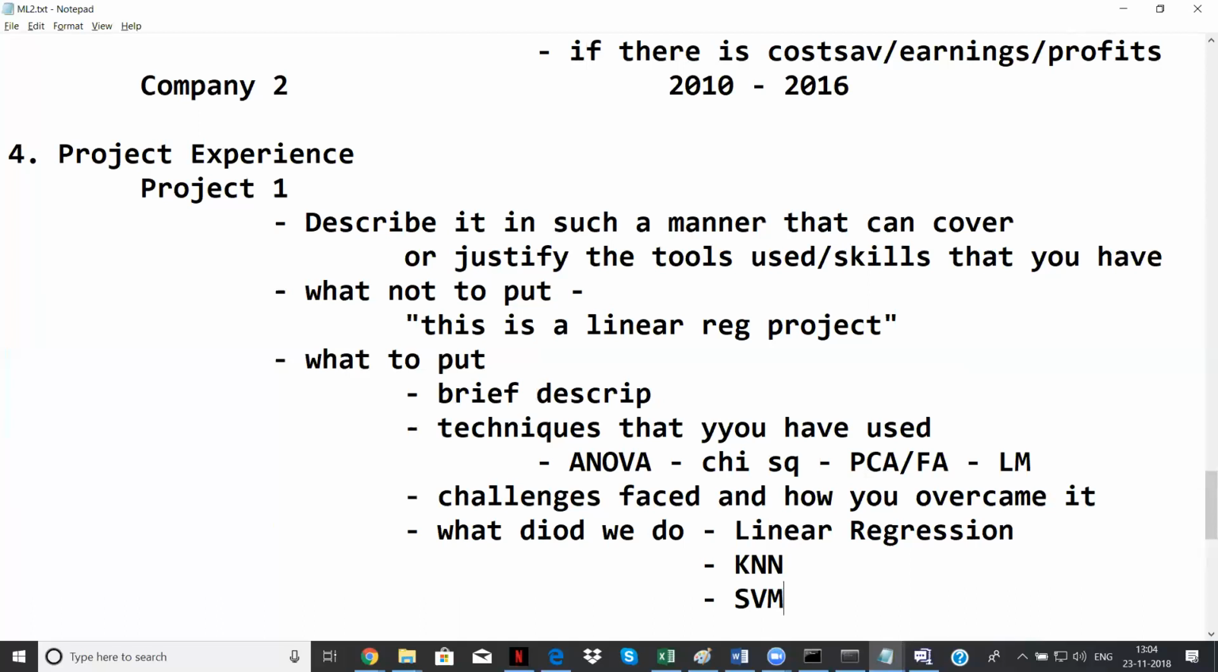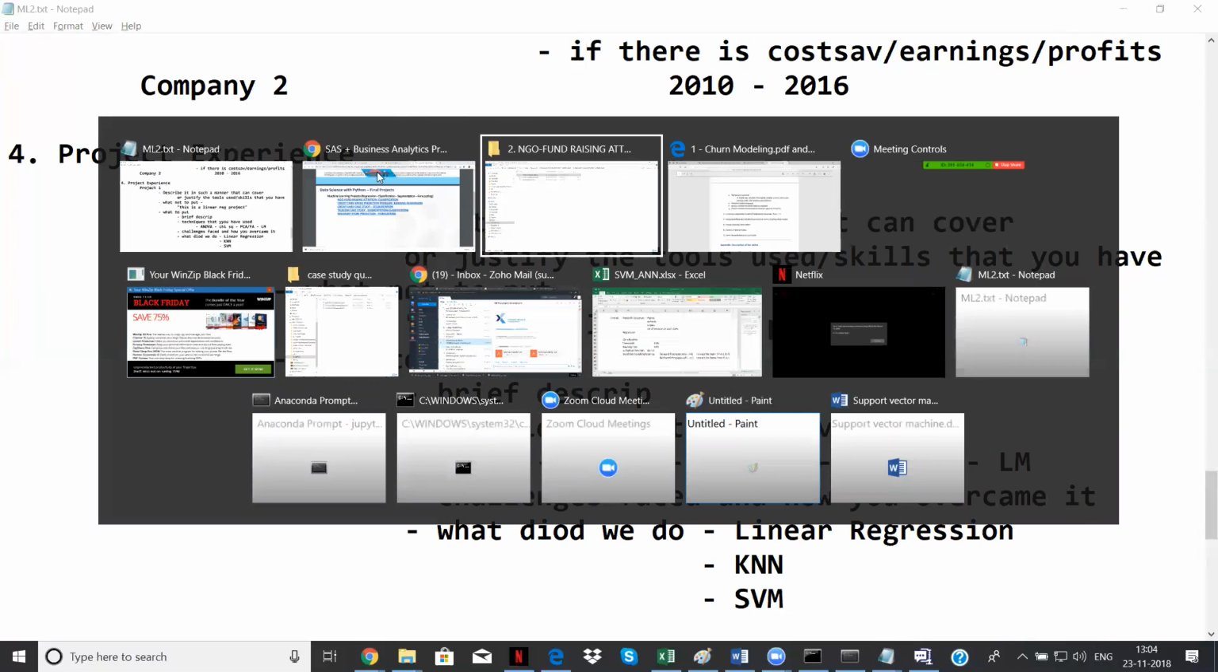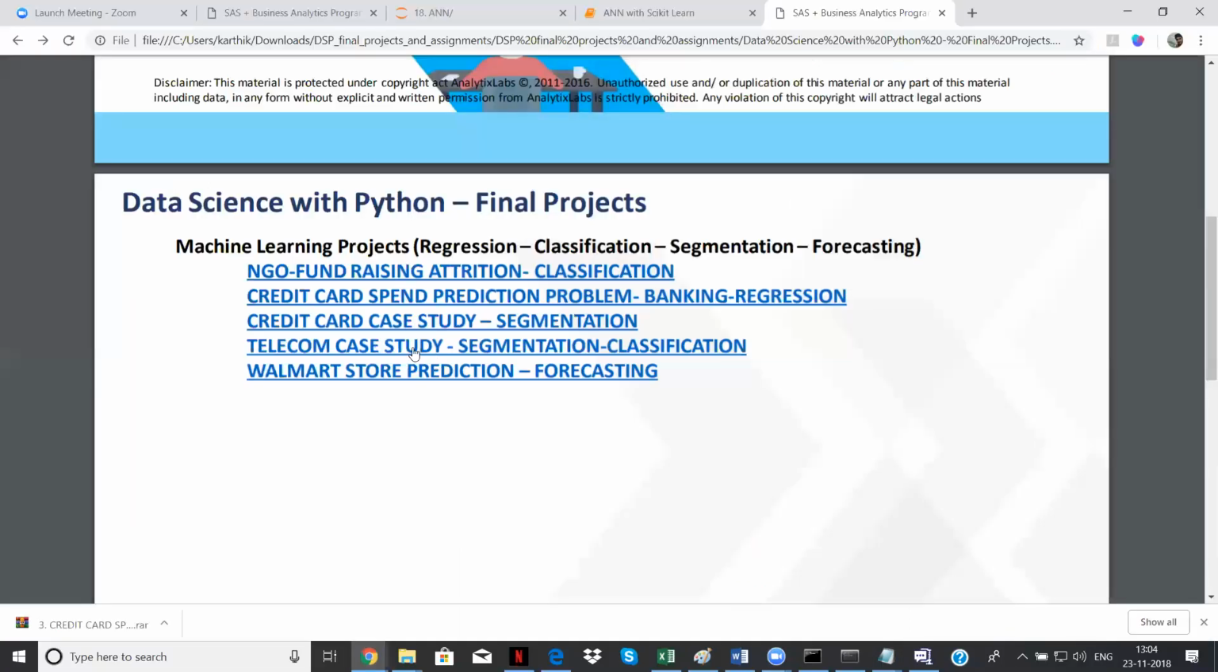Pardon? Last one, the healthcare. Which one? No, all your final projects. These ones, all the projects. All these projects must be done in traditional stats as well as machine learning.